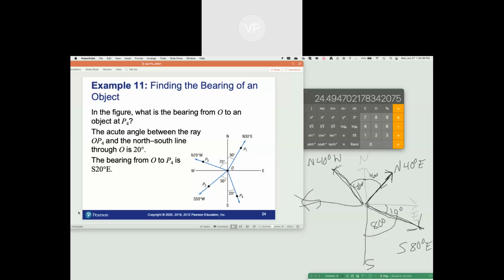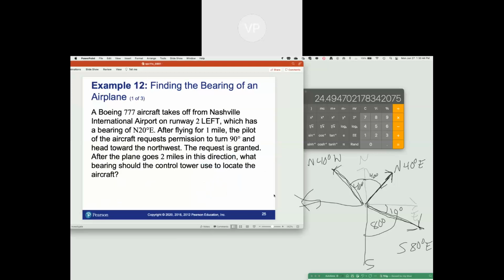So that's just kind of a quick rundown of what they mean when they say these bearings, because they're going to give you bearings and you're going to have to understand what it means. And then they're going to have problems where you're going to have to answer that as well. It's like, I know which way it's going, now I've got to figure it out, and that's what's going on here.